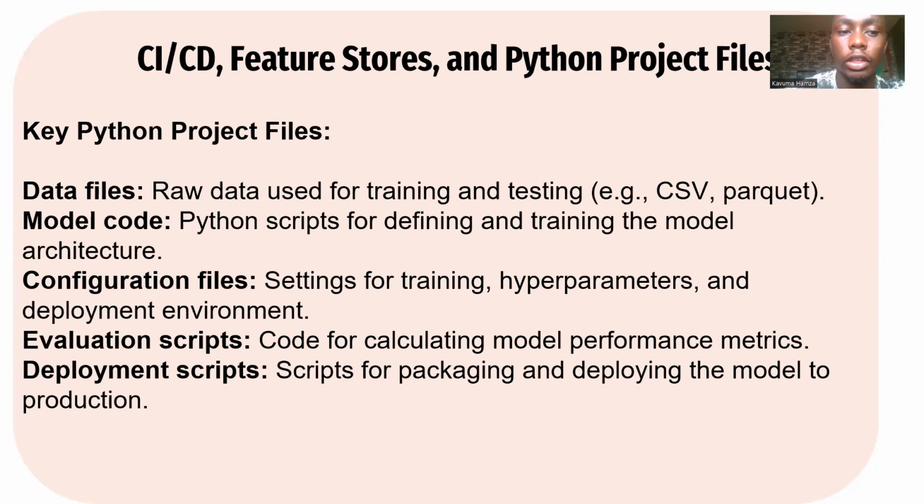The key Python project files are data files, raw data used for training and testing, like the CSV files, like the dataset we used to train the model. Then there is the model code, the Python scripts for defining and training the model architecture. There are configuration files, settings for training, hyperparameters, and deployment environment. Evaluation scripts, code for calculating model performance metrics, and deployment scripts for packaging and deploying the model to production.